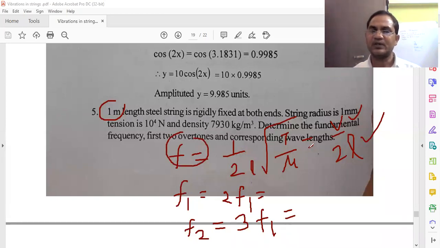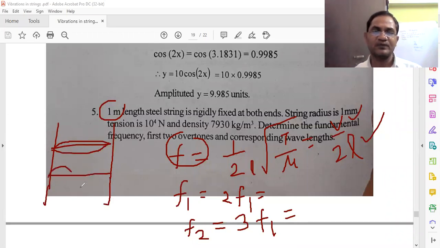And the corresponding wavelengths you can also calculate. We know the mode of fundamental vibration: when the string is vibrating with one loop, we say the string is vibrating in the fundamental mode. For the first overtone, we observe 2 loops. For the second overtone, 3 loops are observed. Here these are the nodes.